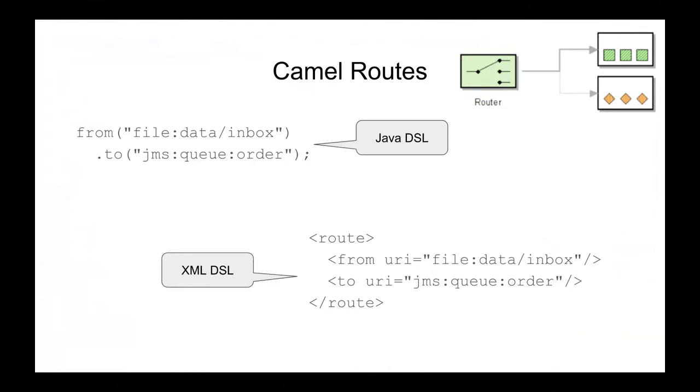And those developers are using these patterns in Camel routes. And this is a very simple Camel route. It's just a straight integration between two systems. So it picks up files and sends them to a message queue called order on a JMS broker. And as you can see, you can do that in 2 lines of Java code or 4 lines of XML.